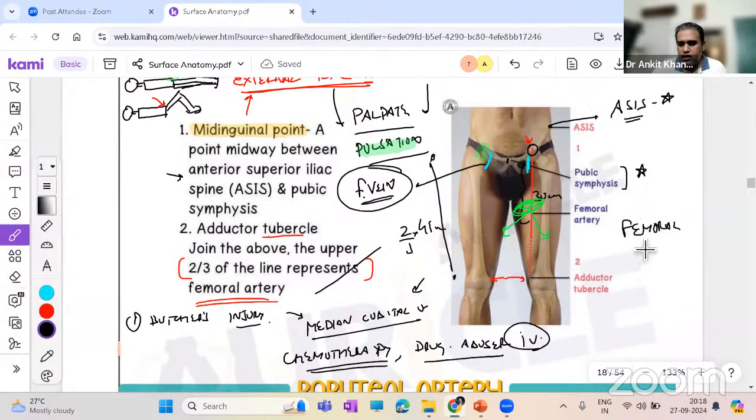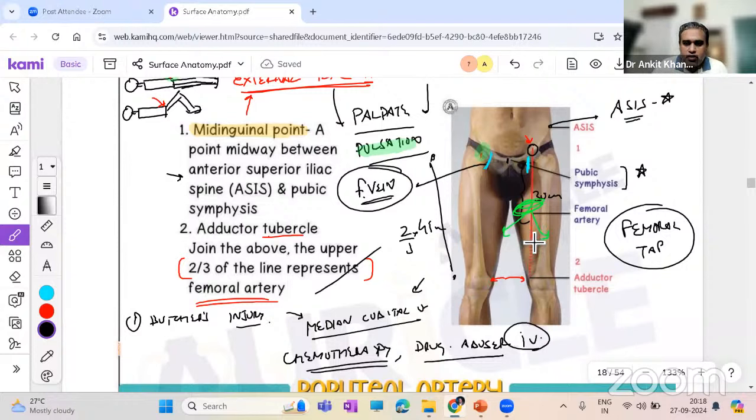So if you know the surface marking of the femoral artery, it will help you in so many things, as I told you with 3-4 examples. That is a very important part which you should know. Coming back, midinguinal point is number 1, second point is the adductor tubercle. Join them with a hypothetical line, and the upper two-thirds will be the location of the femoral artery. But some of you might think, where does the femoral artery go after the upper two-thirds? How will it go lower down?